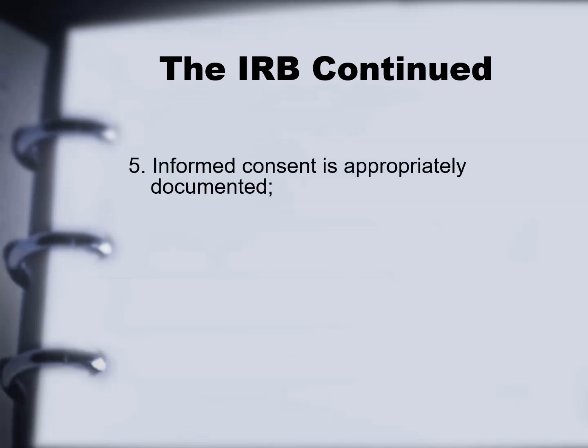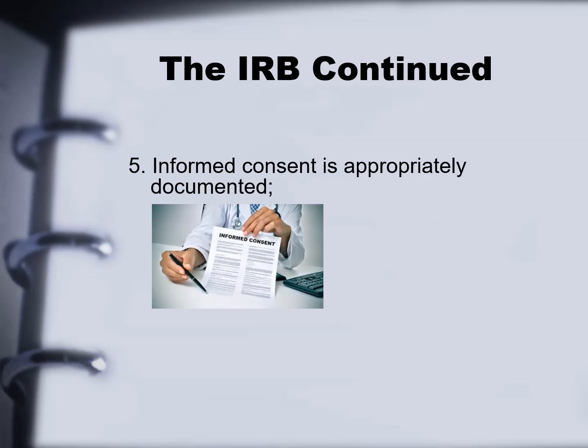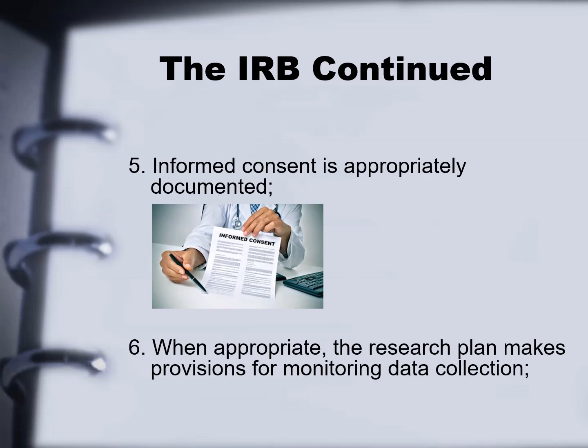So let's move on to number 5. Informed consent is appropriately documented. This basically just means that there's a form that a participant has to sign saying that they've read the form and that they agree to participate. If it's an online survey, it might just be a box that they have to click that says, yes, I agree to participate. When appropriate, the research plan makes provisions for monitoring data collection. So this requirement refers to who's collecting the data, where it's being stored, etc. Generally there are requirements, for example, locked file cabinets or password protected computers, things of that nature.